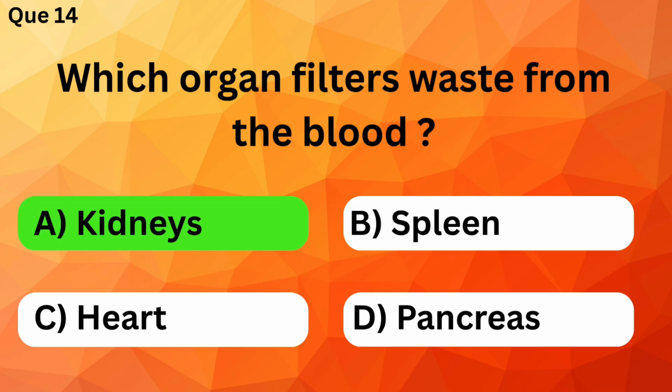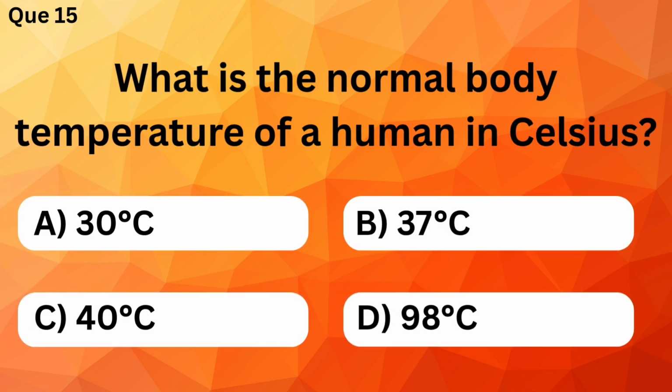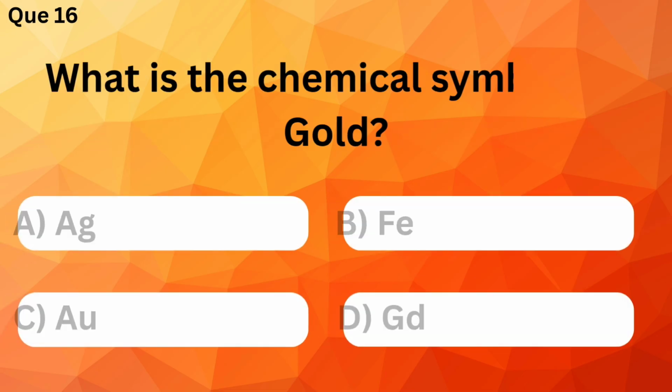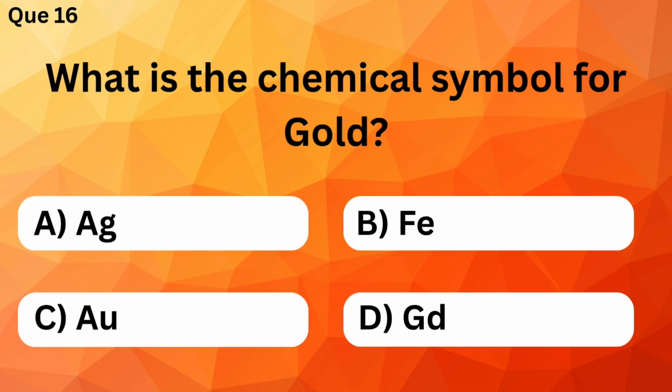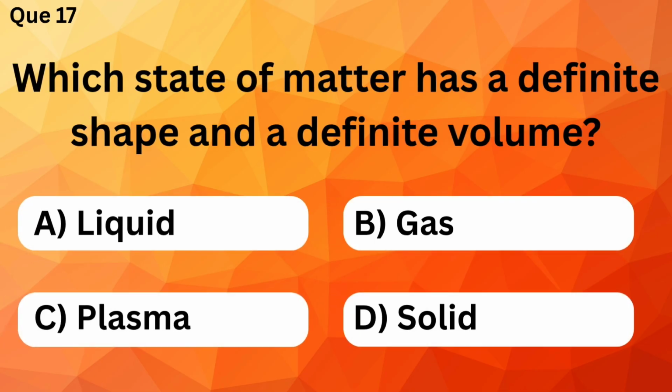A. Kidneys. What is the normal body temperature of a human in Celsius? B. 37 degrees Celsius. What is the chemical symbol for gold? C. Au. Which state of matter has a definite shape and a definite volume?